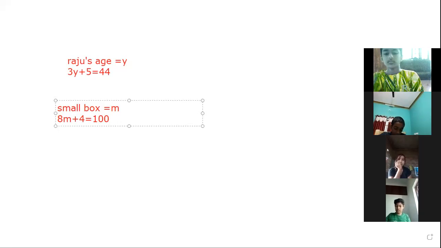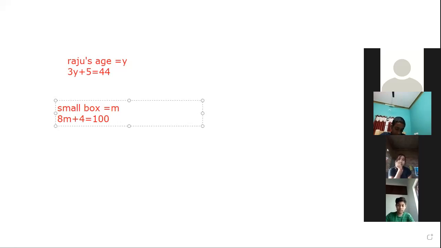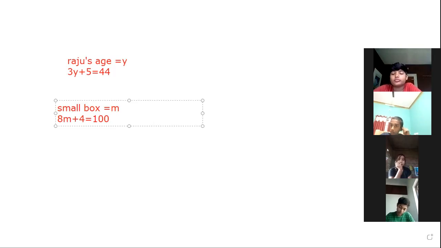Here, our question was to find the number of mangoes in the small box. So the unknown was the number of mangoes in the small box. We have chosen it as m, a variable m. And after that, we have set up an equation using the given statement. What was the given statement? Our large box contains 8 small boxes plus 4 loose mangoes.